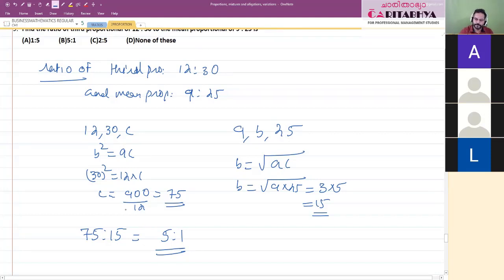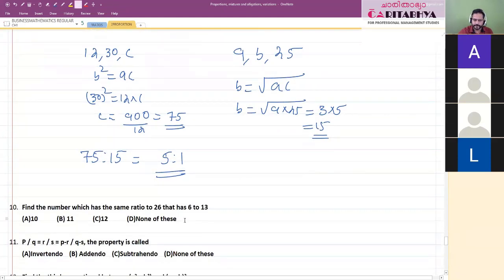കിട്ടിയ ആൻസർ? Yes, sir. Yes, sir. Okay, next question.